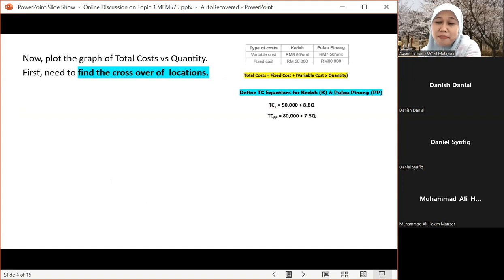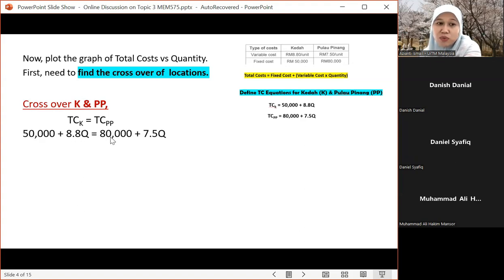Okay, done. For the next step, before we draw the graph, we need to find the crossover. Still remember, some of you, crossover, bersilang. If there are 3 locations, we need to find the 2 titik bersilang antara lines. Since this is very straightforward, and there are only 2 locations, we only have 1 crossover. To find the crossover, we make sure that TCK equals TCPP and solve for Q. So we get TCK equals TCPP, solve for Q, and you get Q is 23,076.9. Remember, this is chicken, so you need to round up to 23,077. Okay, so now you know this is the crossover. Now you can start to draw the graph.